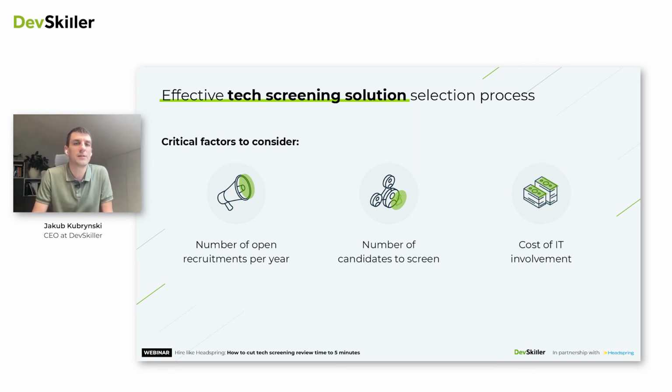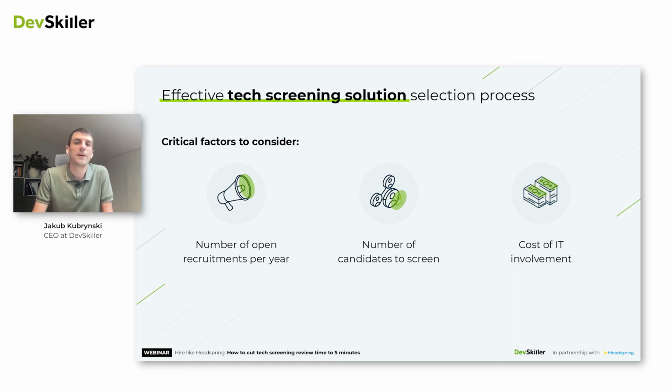The first very important factor you need to consider before even thinking about buying or verifying a tool like DevSkiller is the number of open positions, the number of open recruitments. How many people are you going to hire per year? Because if we are talking about hiring 2 or 3 developers, then probably the effort to choose a solution and verify the trial will be higher than the savings from the platform.